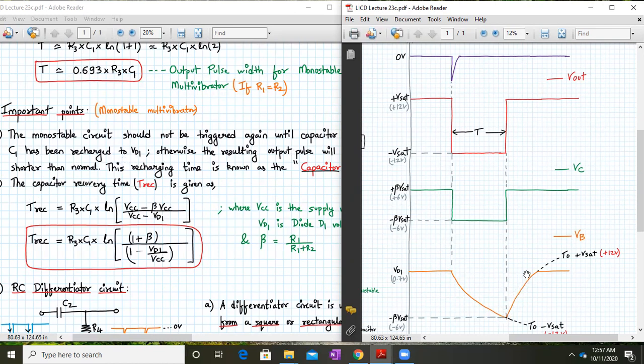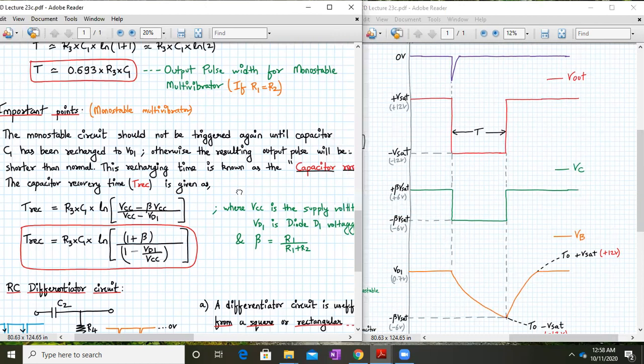So until this capacitor C1 is recharged to the value of VD1, we should not apply a trigger pulse. Here we have applied the trigger pulse over here. So we should not apply the trigger pulse until this capacitor has been recharged to VD1 value. That will result in a shorter value of T, which is not desirable. We will not have total control over it. So that's why it's desirable that only after the capacitor has recharged to the value of VD1, after that you can apply a trigger pulse. So that is the first point.